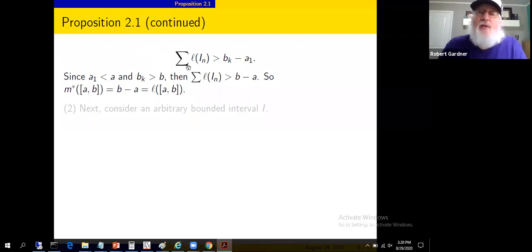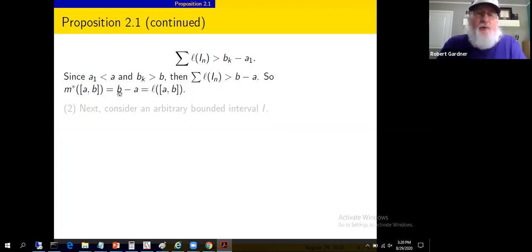So we've got the sum of the lengths of the intervals is greater than B sub K minus A sub 1. We had A sub 1 is less than A. A was in that first open interval. A sub 1 was the left-hand endpoint. B sub K is greater than B. B was an element of that Kth subinterval, and B sub K was the right-hand endpoint.